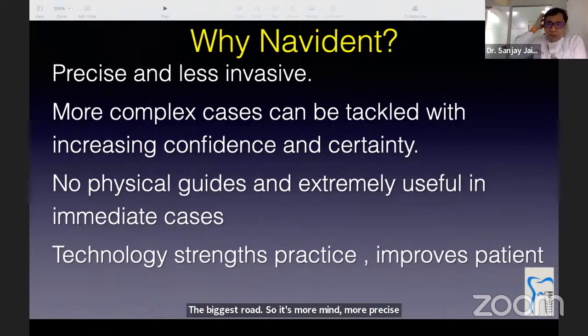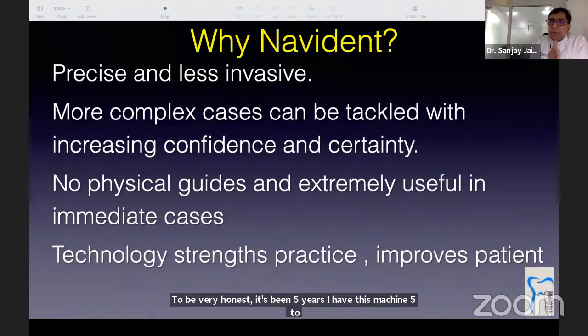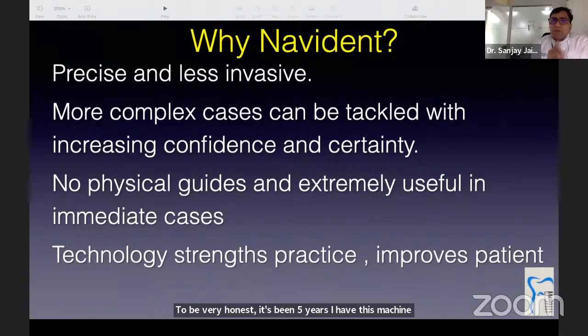As a periodontist, to be very honest, it's been 5 to 6 years that I have had this machine. And most of the implants that I do in my practice these days are flapless, but it doesn't mean that I don't do flap procedures for my implants. So whenever I need a graft or membrane or I need to do some modifications in the anatomy there, I definitely open up the flap and do it. More importantly, in more complex cases, this can be tackled with increased confidence and certainty.